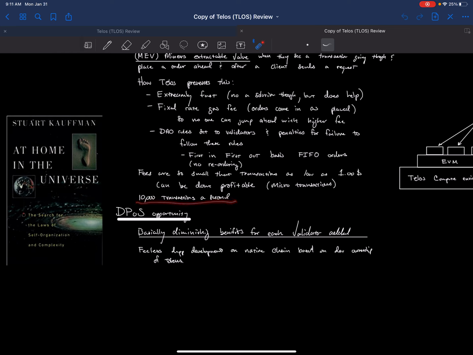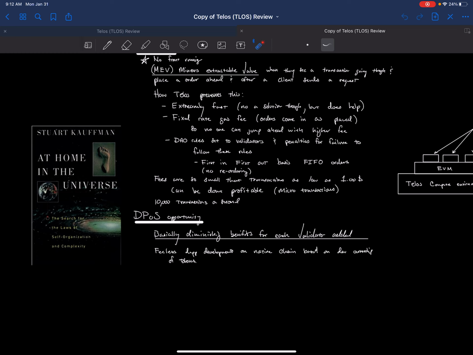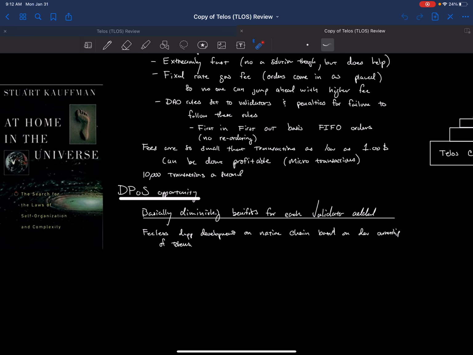Telos does 10,000 transactions per second currently. Now, other competitors claim, I'm going to be comparing Telos to Solana in many cases because that's such a big market cap.